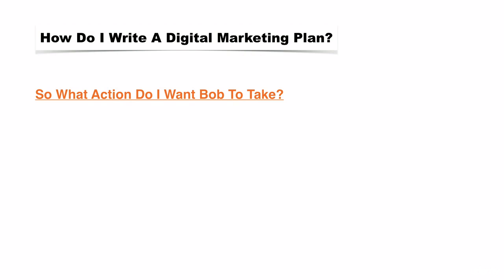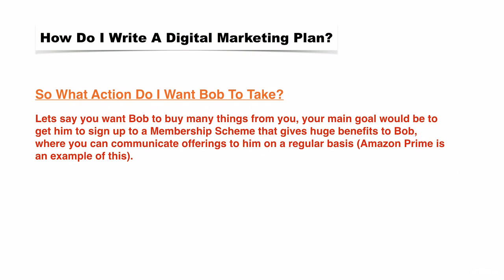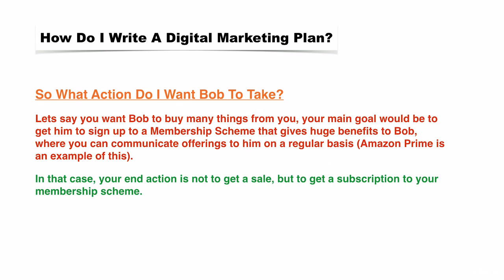So what action do I want Bob to take? Let's say you want Bob to buy many things from you. Your main goal would be to get him to sign up to a membership scheme that gives huge benefits to Bob, where you can communicate offerings to him on a regular basis. Amazon Prime is an example of this. In that case, your end action is not to get a sale, but to get a subscription to your membership scheme. That's the action we want Bob to take.